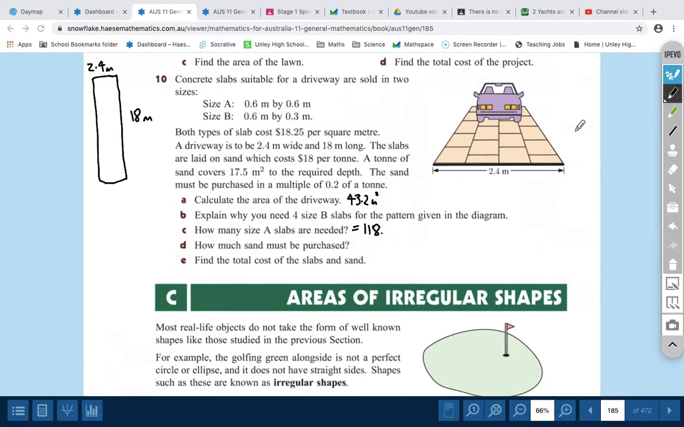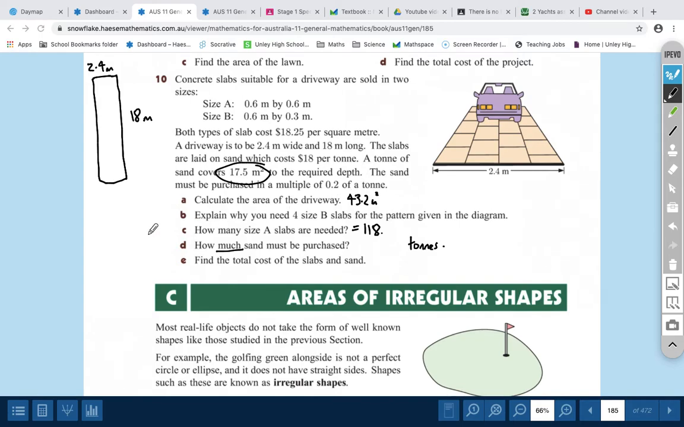Okay. Well, sand is here, that's what I'm looking for. Sand covers 17.5 square meters, right? It's $18 a ton, but it's not asking me about that, saying how much, right? How much sand. So we want to know how many tons of sand. Okay. Well, 1 ton would give us 17.5, but we've got 43.2.